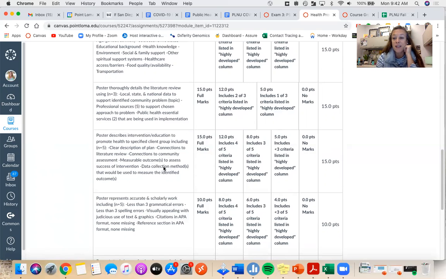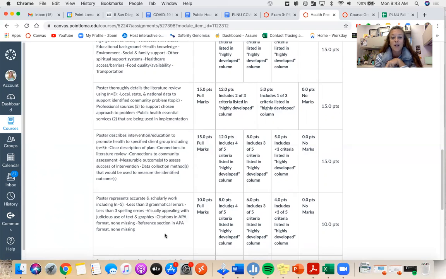Data collection method is again saying how you would measure that. What's the outcome? And would you use a survey? Would you do interviews? How would you collect information to know that your intervention has been successful? Remember, hypothetical.